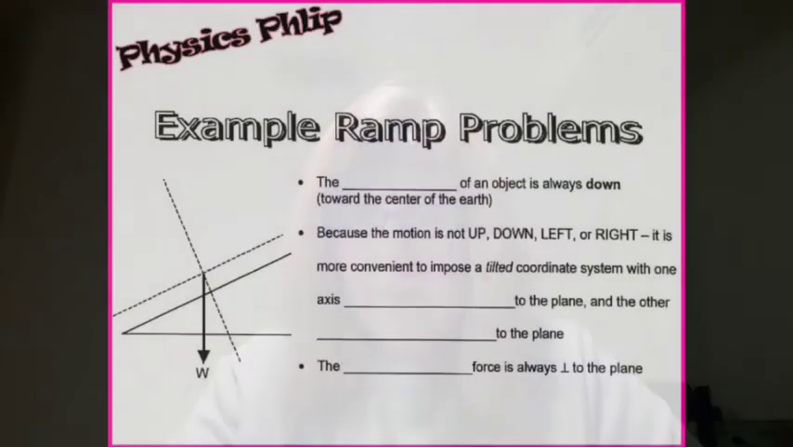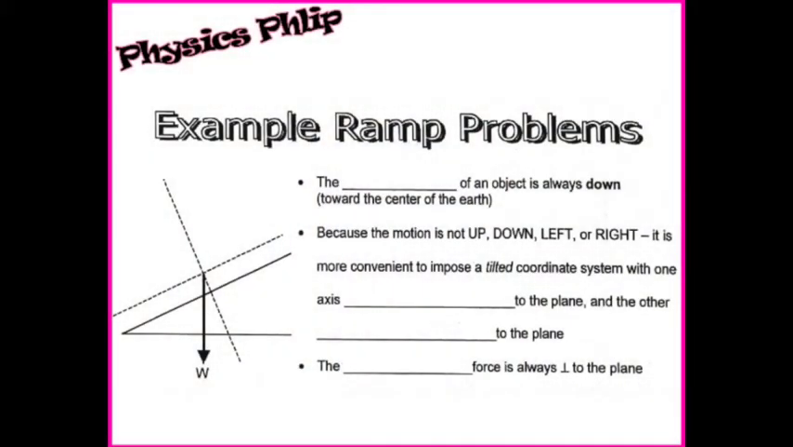This video is for example ramp problems. Part 1 is the front of the paper that we probably already did in class, and then part 2 is the back of the paper that you should be viewing for homework. Okay, we're going to do some example problems for an object sitting on an inclined plane or a ramp.